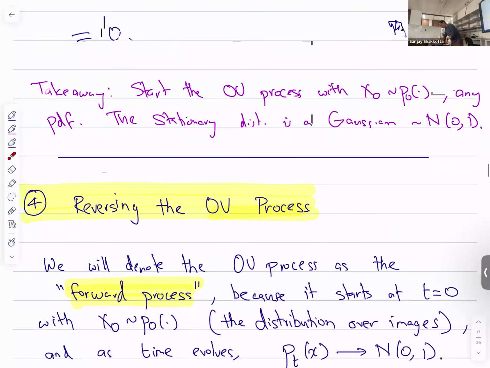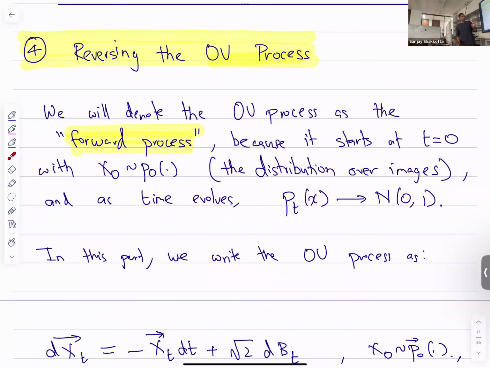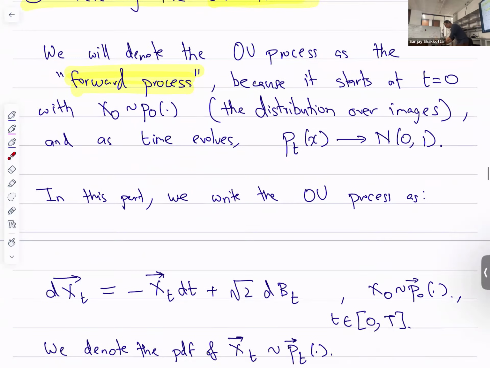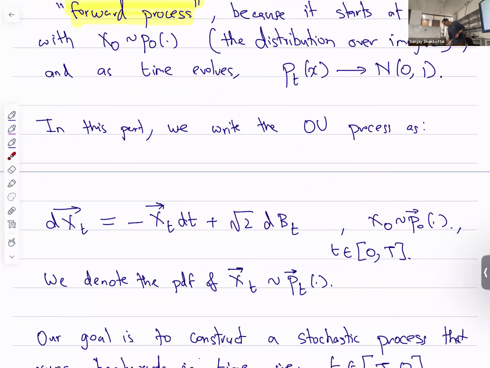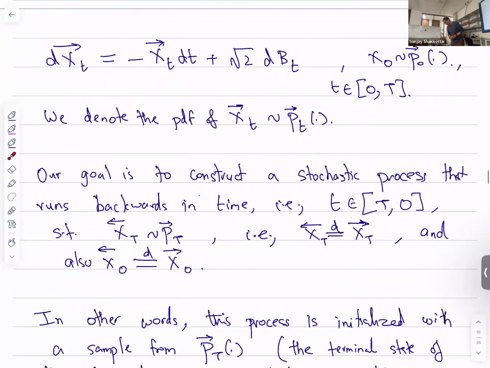Now, what we want to do is to reverse this process. We will call the process we talked about the forward process because it starts at t equal to 0 with x0 being p0, the distribution of images. And as time evolves, pt of x goes to a Gaussian. Because I'm going to talk about forward and reverse, I'm going to change the notation. X is going to have an arrow on top to say it's forward. This is exactly what we discussed with the forward distribution, and the distribution of x forward at time t is p forward at time t, which is exactly what we derived using the Fokker-Planck equation.